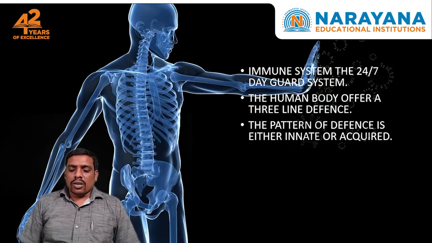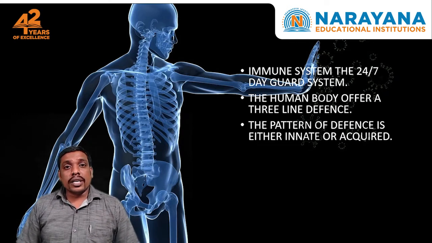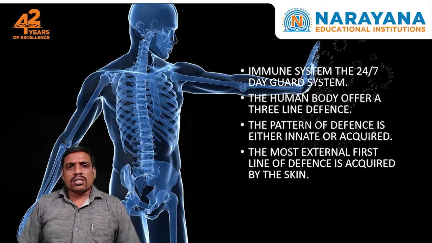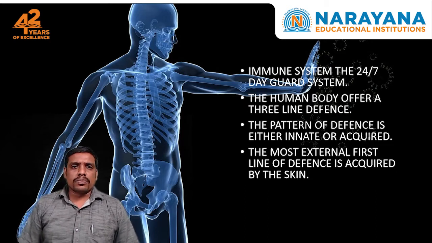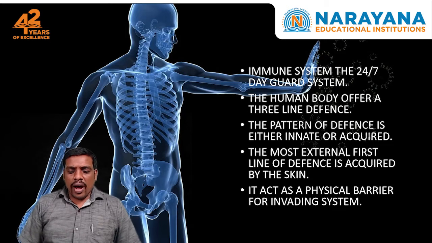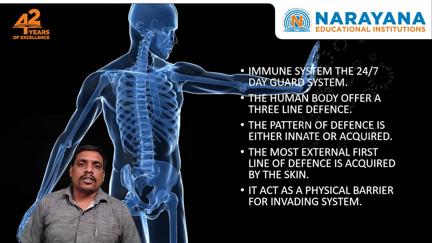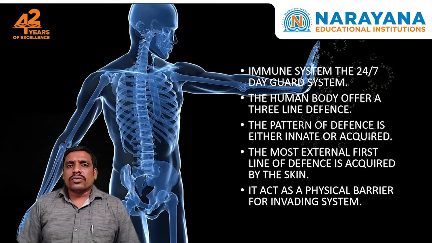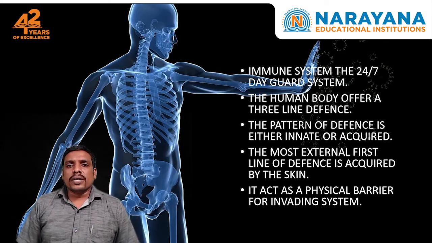Let us see. The pattern of defense is either innate or acquired. Now, the most external first line of defense is provided by the skin. In fact, it acts as a physical barrier, which means the skin acts as a physical barrier. Why? Because the first line of defense against all pathogens is provided by the skin.